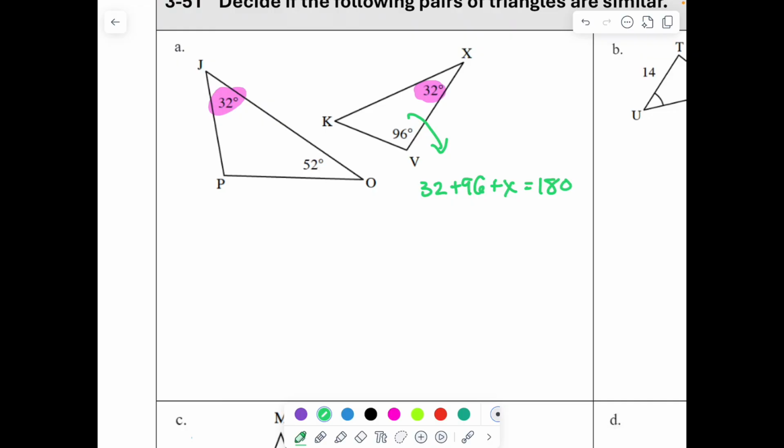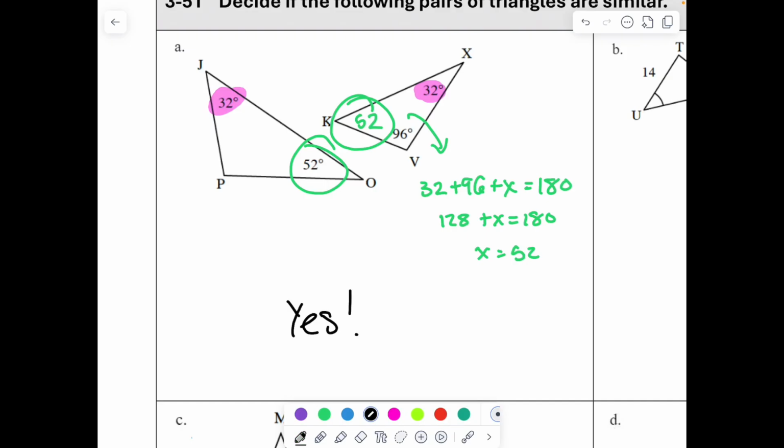So 32 plus 96 is 128. And then let's subtract that from 180. So x equals 52. So our missing angle is 52. And hey, that matches the 52 on the other triangle. So yes, these triangles are similar.